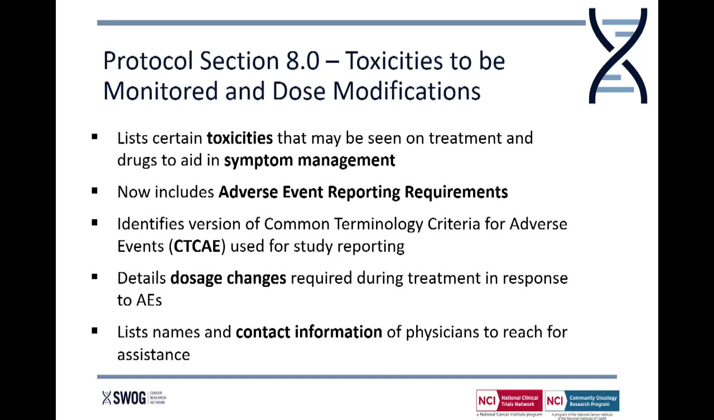Another item this section details are the dosage changes that might be required during treatment should a patient experience an adverse event. It's very important to review this information in Section 8. If Section 8 dose change instructions are not followed, the patient might receive too much or too little protocol treatment. Not only would this be bad for the patient, but it could also skew the toxicity profile on the study. So it's extremely important to follow the dose reduction and/or re-escalation instructions described in Section 8.